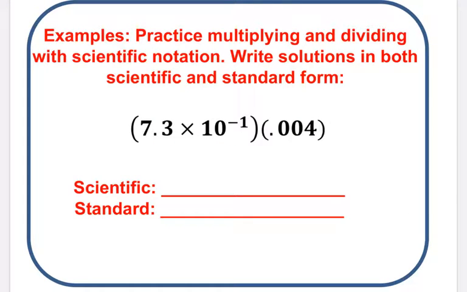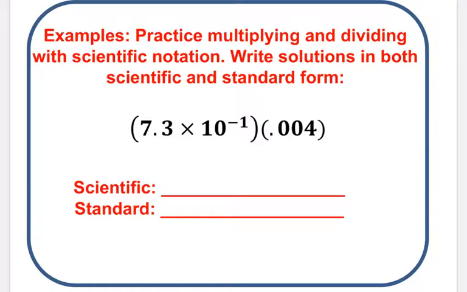So let's practice a few. And notice today we are going to write our answers both in scientific notation and standard form. Now, you're always able to check your answers using the calculator. Remember, you type it in exactly how you see it. So parentheses 7.3 times 10 to the negative 1, close parentheses, times parentheses 0.004. Okay, but we are going to focus on working these out in scientific notation. So it's a good idea to check your answer that way.